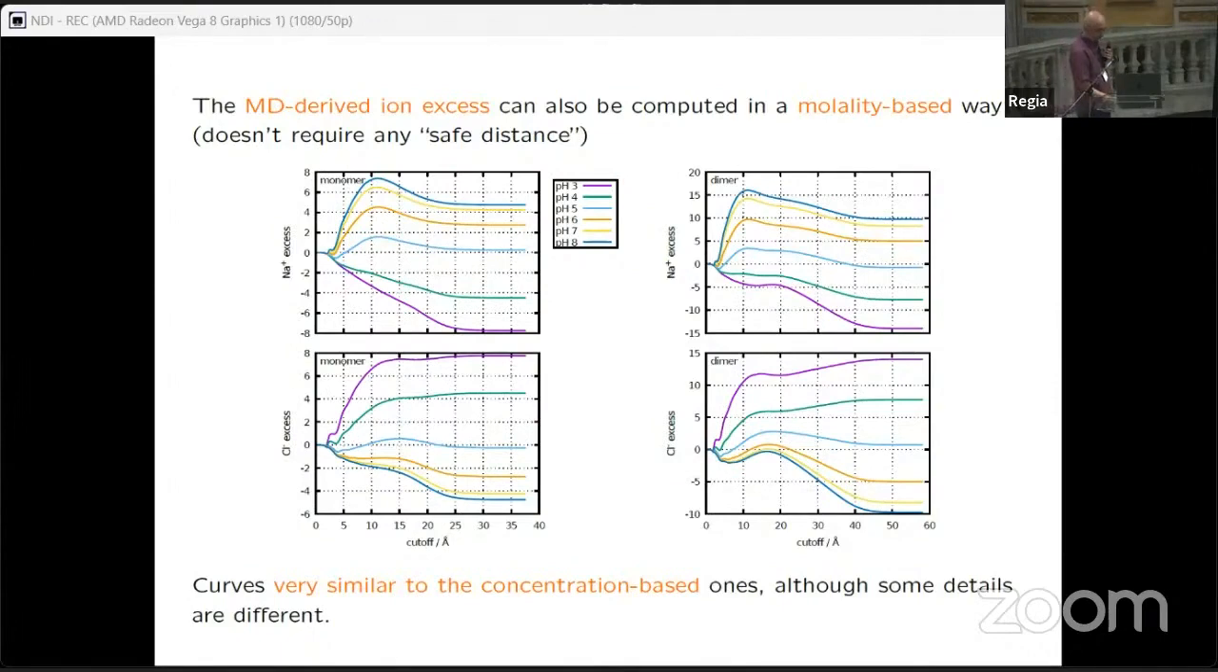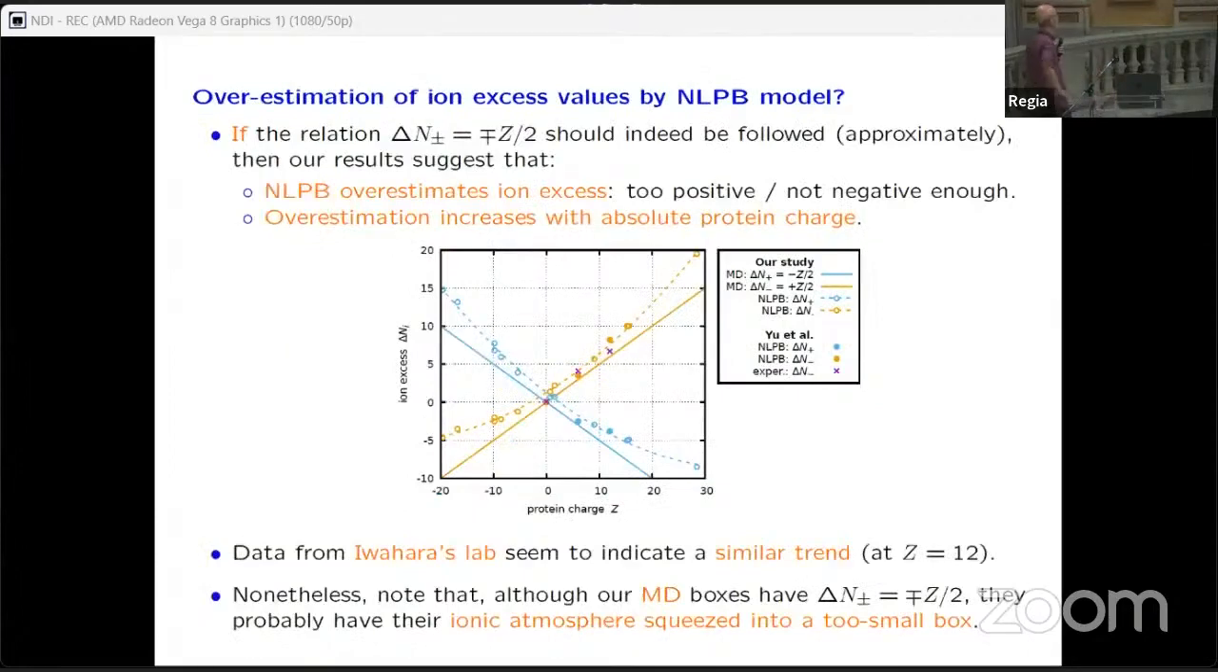Now, if you plot together against the protein charge all the values that we obtained with both MD and PB for the ion excess, the solid lines are for the MD because they follow this half charge rule. Okay, so they are the solid lines, blue for the cation and orange for the anion.